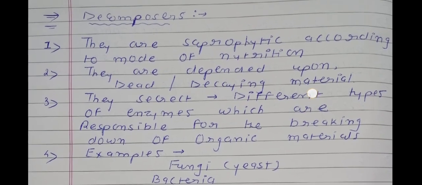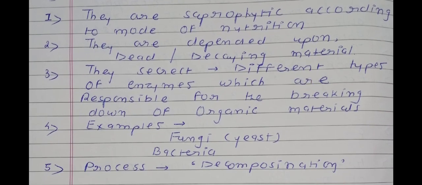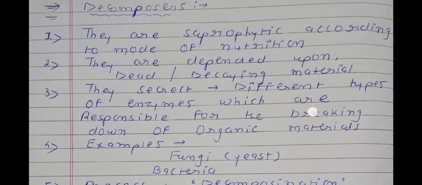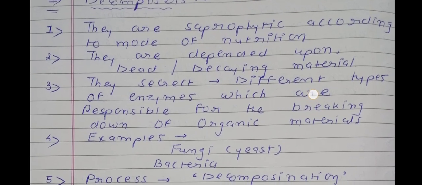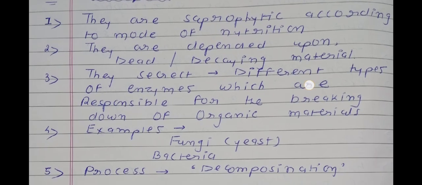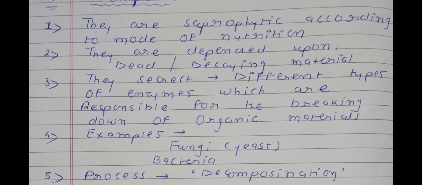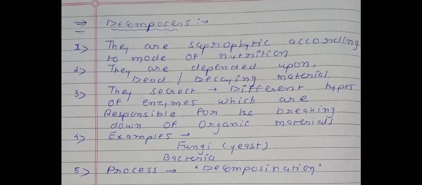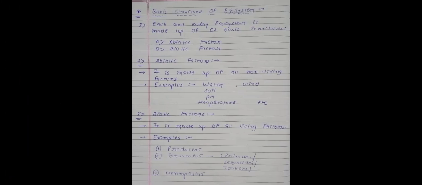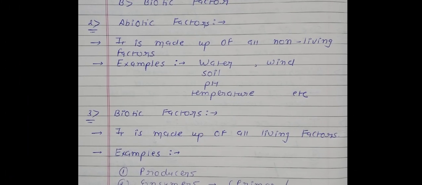If we talk about examples of decomposers, fungi like yeast and some types of bacteria are examples of decomposers, and decomposers are also responsible for the process of decomposition. So this is all the information about the abiotic as well as biotic factors.